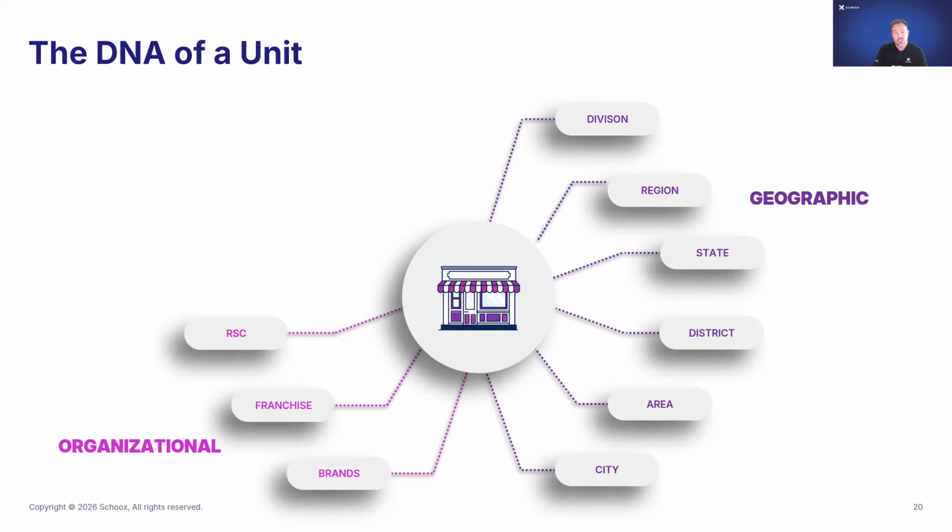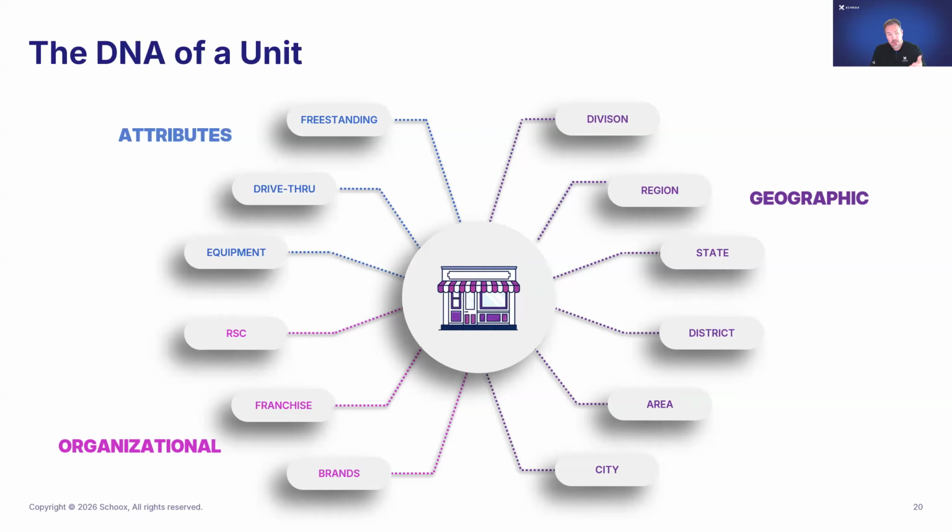Of course, orgs change. Maybe our divisions, we rerun the lines, or the regions switch around areas, we redraw the area map. That's great, but this is still all part of the geographic hierarchy, and we want to make sure we have that in there. The last piece is going to be what we talked about earlier. For example, attributes: freestanding, drive-through, equipment. We support different equipment at different locations. If you have this fryer, if you have this stove, if you have this heat press, whatever it might be, we want to be able to be targeted with what that location supports.